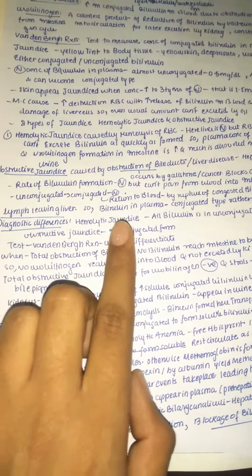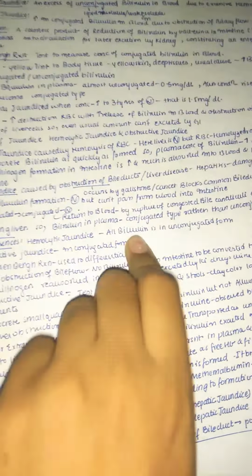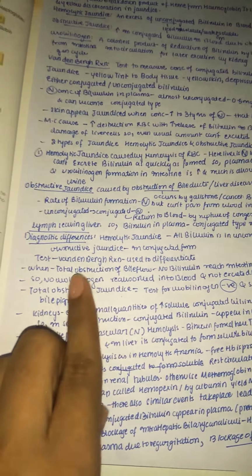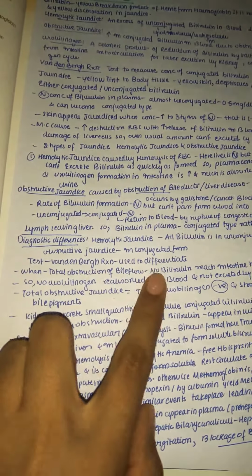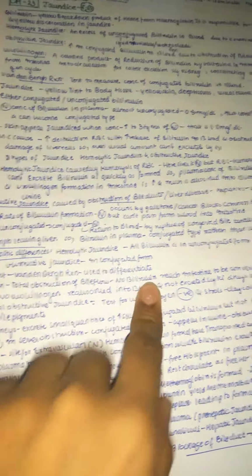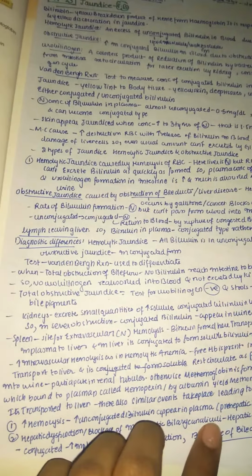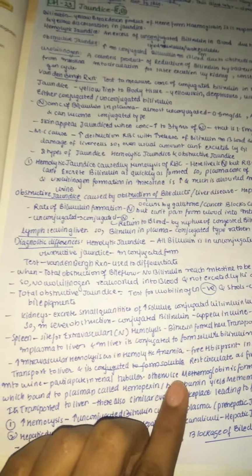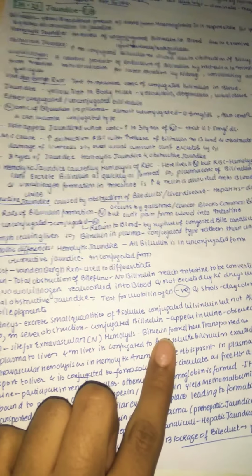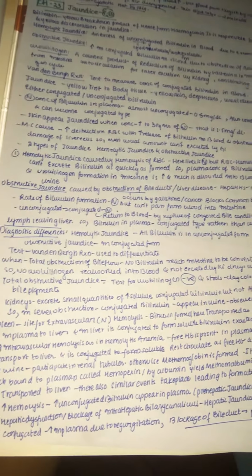The diagnostic differences are like this: in hemolytic jaundice, all the bilirubin is in unconjugated form. Yes, we know, because it's just in the plasma and has not yet entered the liver. But in obstructive jaundice, it is in the conjugated form, and the test we do is the Van den Bergh test. It is used to differentiate. When there is total obstruction of bile flow, there is no bilirubin reaching the intestine to be converted into urobilinogen, mainly by bacteria. So no urobilinogen is reabsorbed into the blood and excreted by the kidneys in urine. In total obstructive jaundice, the test for urobilinogen is negative. This is an important key feature of obstructive jaundice.